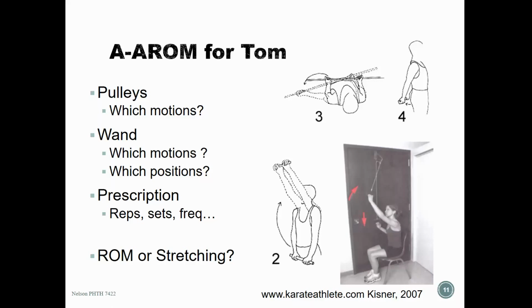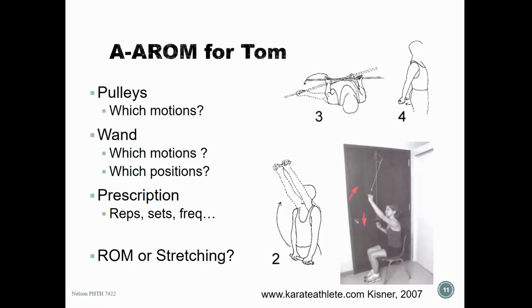The wand exercises are very common, so you have flexion that's done here. This is showing doing external and internal rotation with a supinated grip. This is showing extension. Now these are active movements unless you really can educate Tom to not allow the surgical shoulder to move and let the other arm do this.